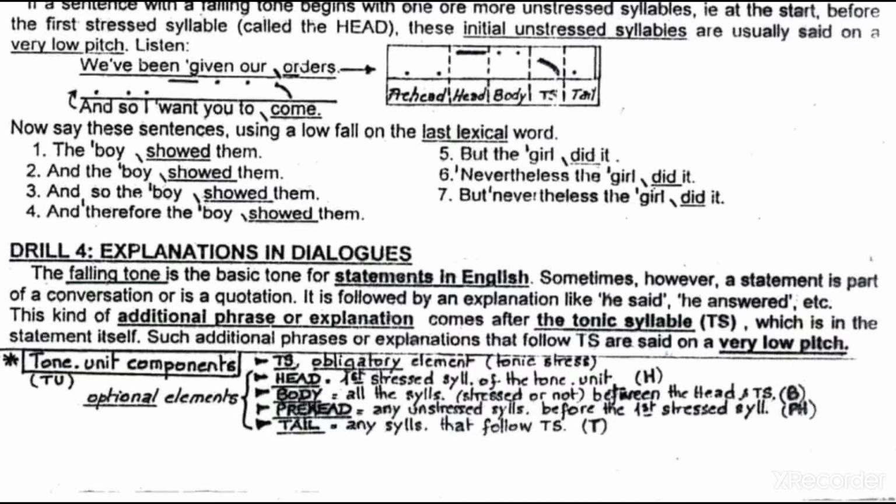The falling tone, as I said, is the basic tone for statements in English, but sometimes a statement is part of a conversation or is a quotation. Because it is part of a conversation, it is followed by an explanation like he said, he answered, he asked, he shouted, etc. Those extra explanations or additional phrases come after the tonic syllable, so they constitute the tail. Such additional phrases are said after the TS, and when the TS is a falling tone, they are said at a very low pitch.